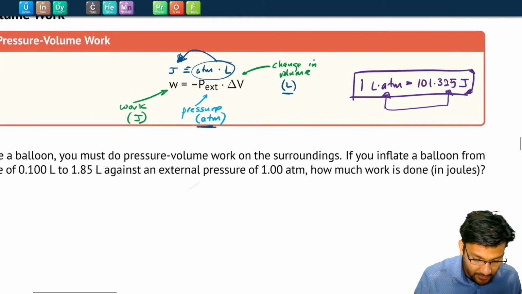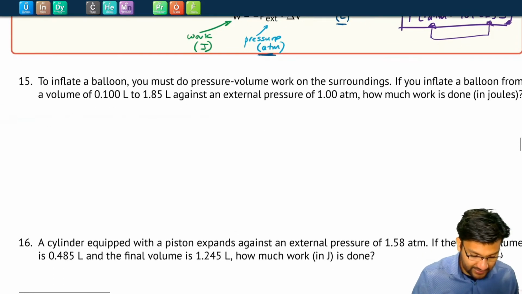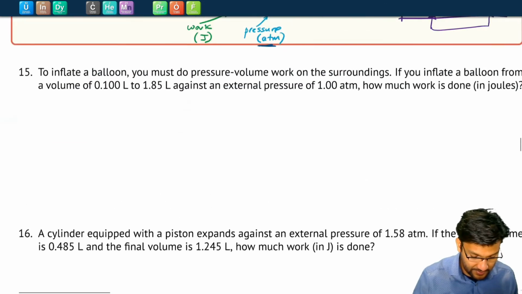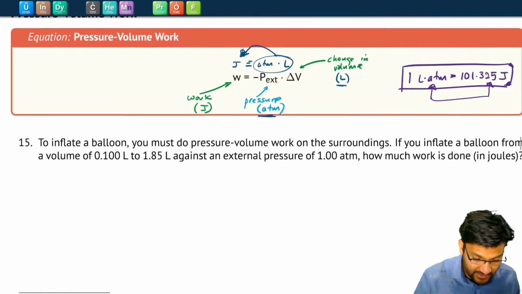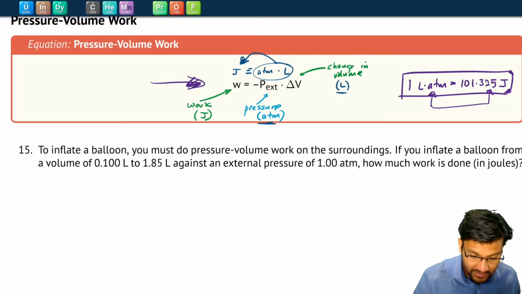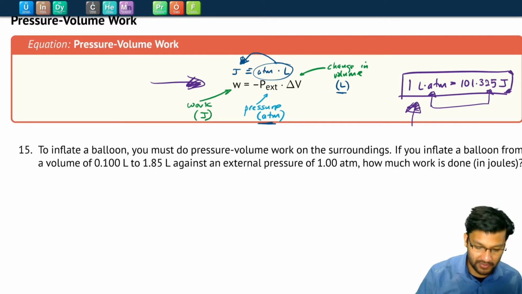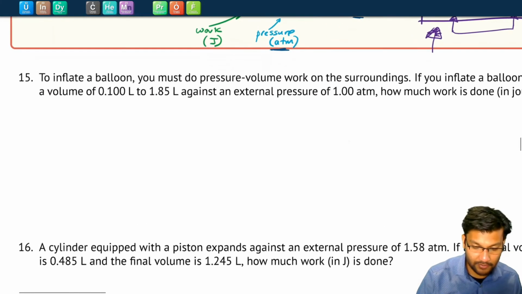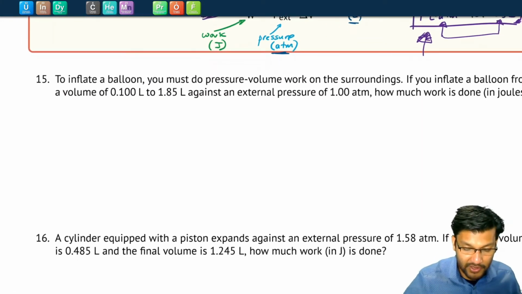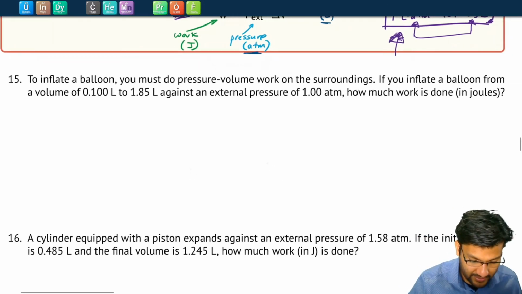Okay, so let's do some problems where we calculate the work in a couple of systems, number 15 and 16. Here's the equation to calculate the work. Here's the equation to convert the units. I would like to see if you can try this on your own before I even show you how to do them. Try numbers 15 and 16, pause the video, go over them, and then when you're done, unpause, and we'll see if you got the correct answer.